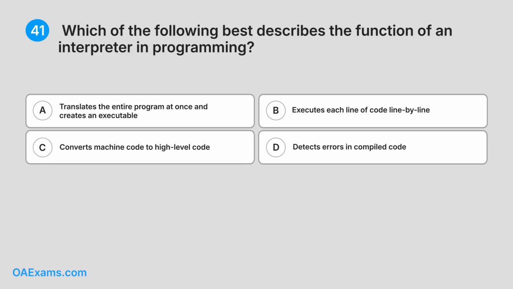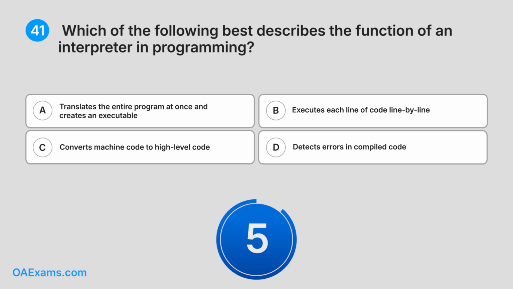41. Which of the following best describes the function of an interpreter in programming? A. Translates the entire program at once and creates an executable. B. Executes each line of code line by line. C. Converts machine code to high-level code. D. Detects errors in compiled code. What do you think is the answer?